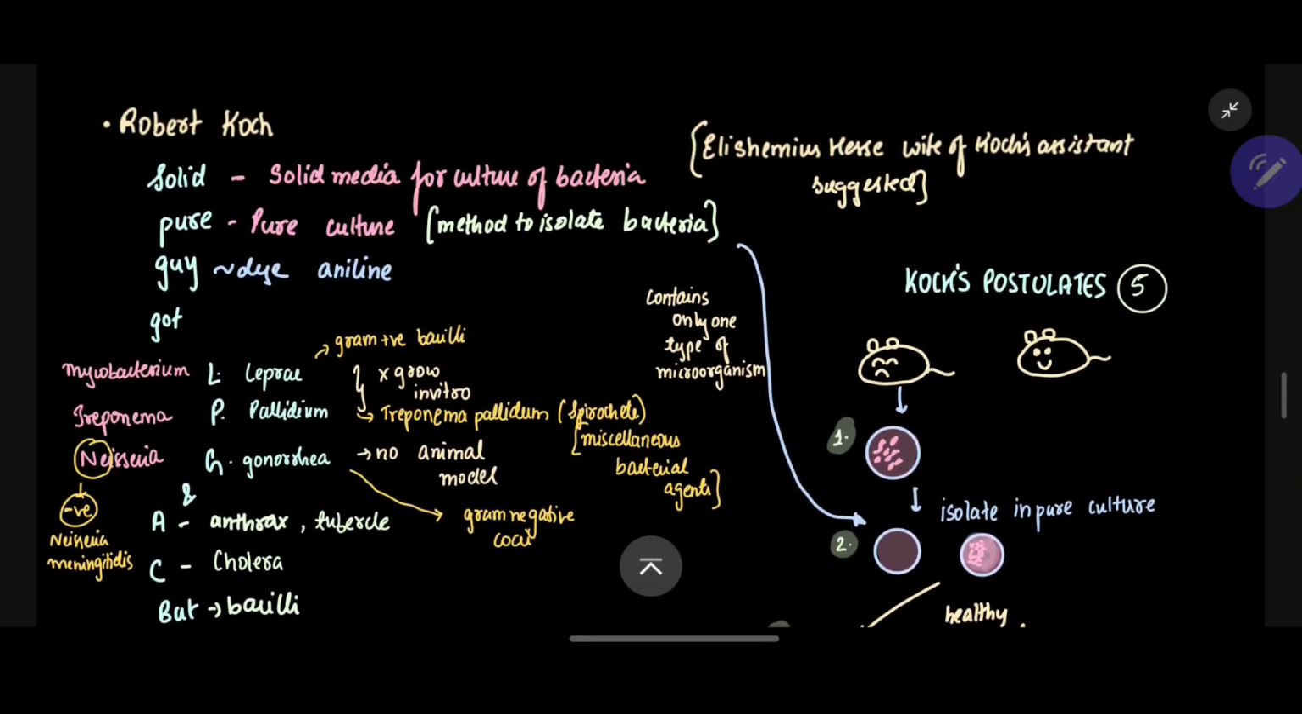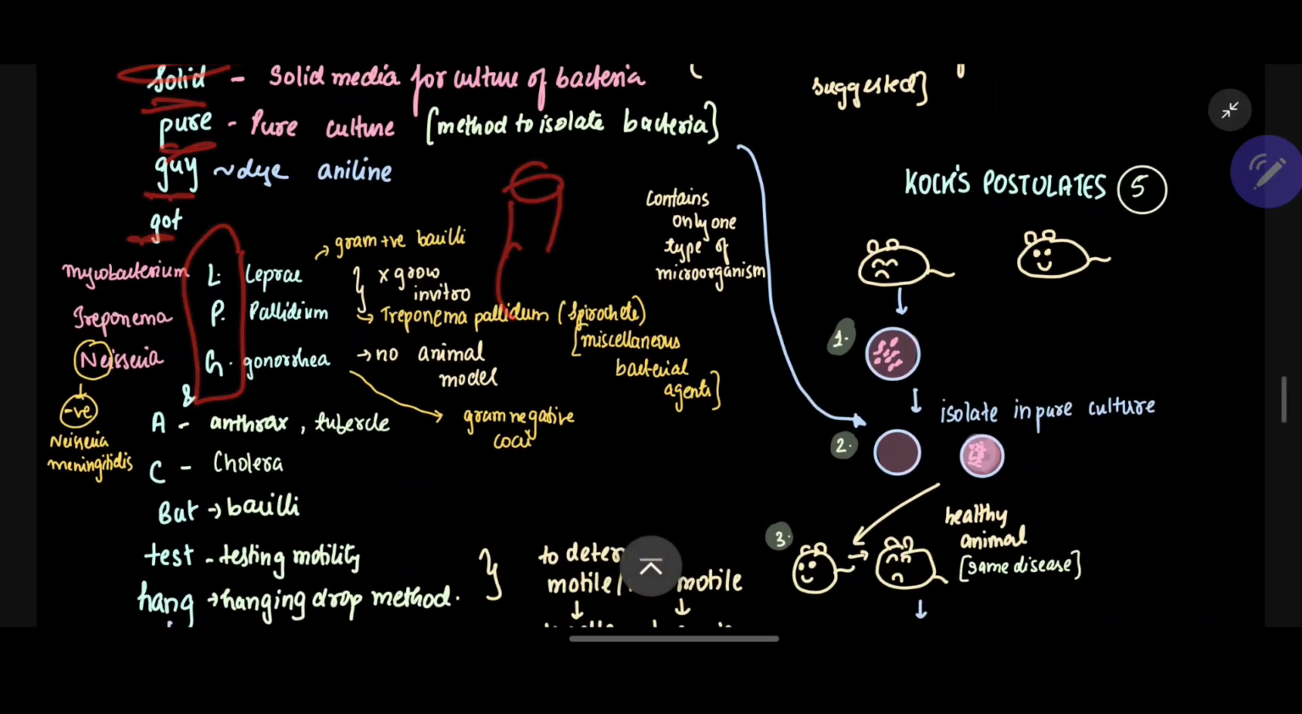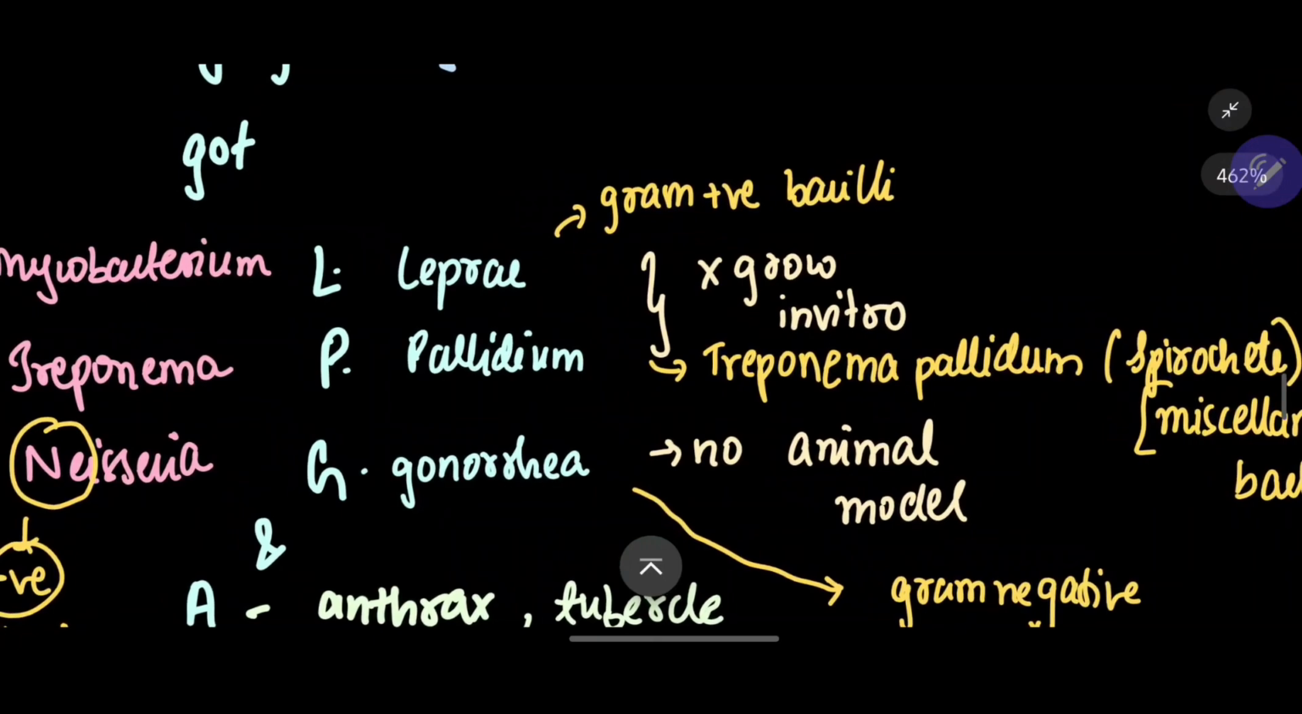Now, to these postulates, there are three exceptions, which are our LPG. So I said Robert Koch was a solid pure guy, and he used to get LPG cylinders for his family and also an AC. Now, LPG stands for L for lepre, P for palladium, G for gonorrhea.